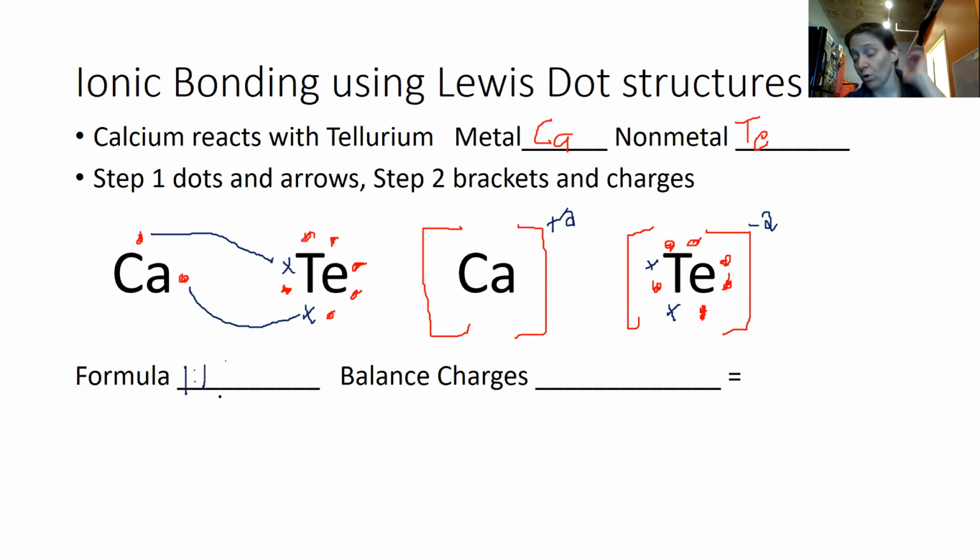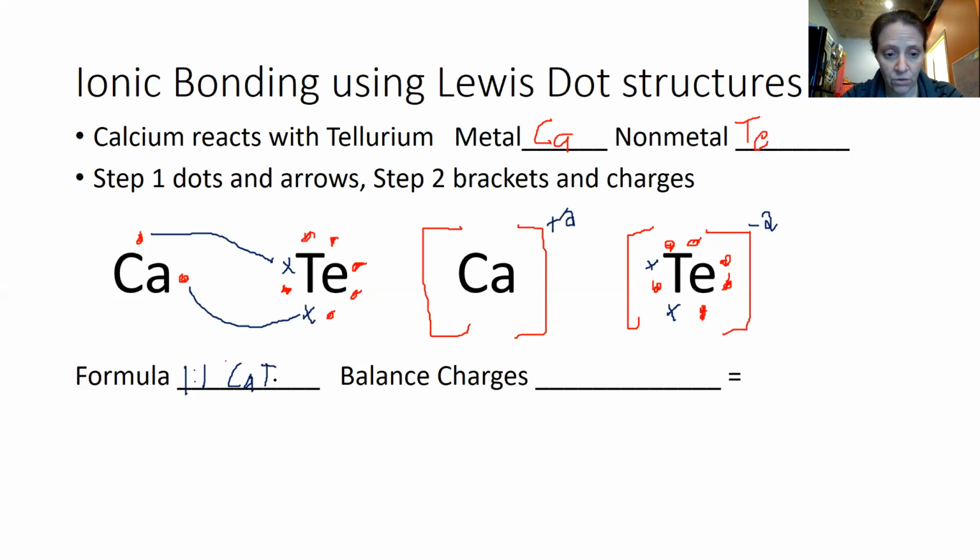Next week, we're going to be working on different ratios of elements. So we're going to have 2 of one element bonding with 1 of another. Okay, so that's going to be pretty fun. All right, so we have calcium bonded to tellurium. So our formula is going to be CaTe.